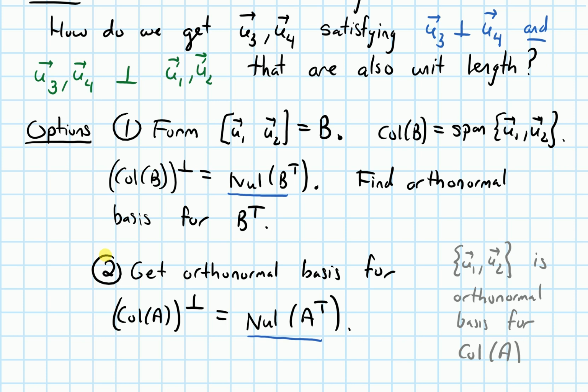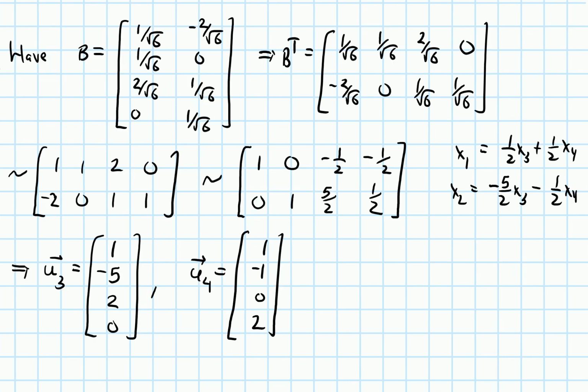In our example, I'll do this by option 1, but I could equally well have done it with option 2. All right, so I've gone ahead and done some of the computations. B is going to be the matrix where I take u1 and u2 and write them as the columns. In general, I just want to keep going until I get to ur. And then I want to transpose that and find the null space of B transpose, because the null space of B transpose is going to be orthogonal to the column space of B. And that's what I want.